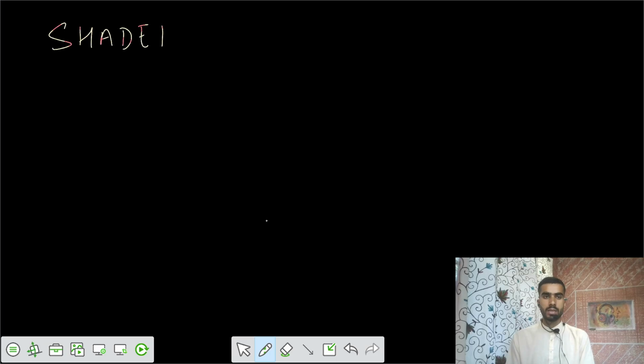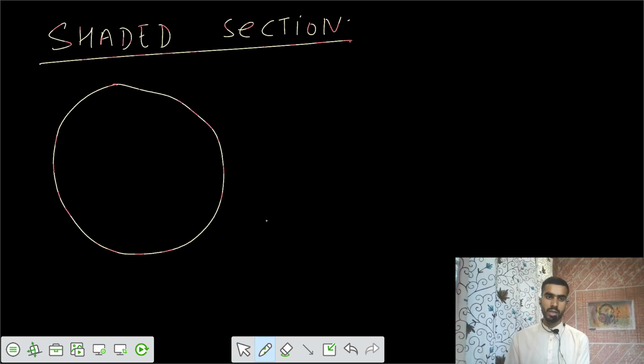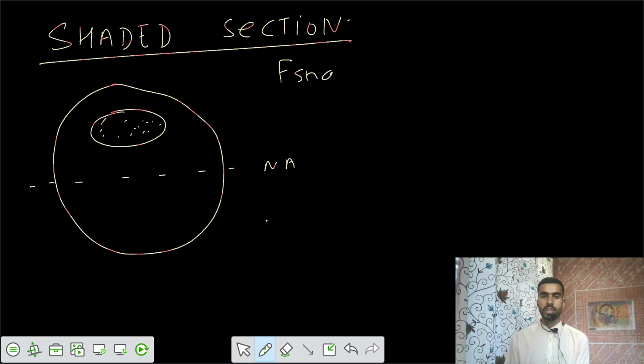Shaded section. So we say that you have some cross section. Then from the neutral axis, you take some area of the shaded. You take some area that we call a shaded area. You want to say how much force the shaded area resists.